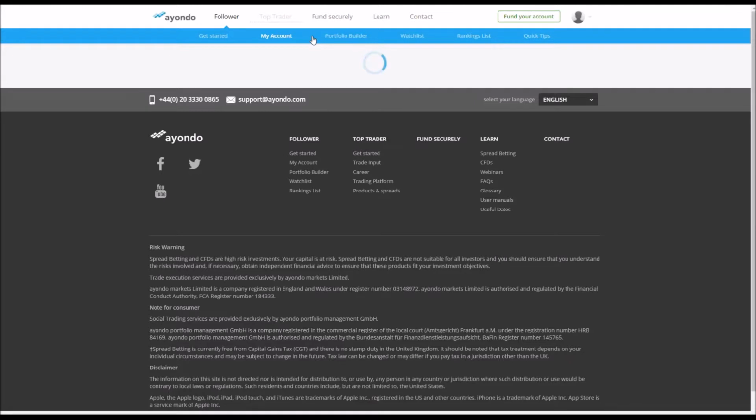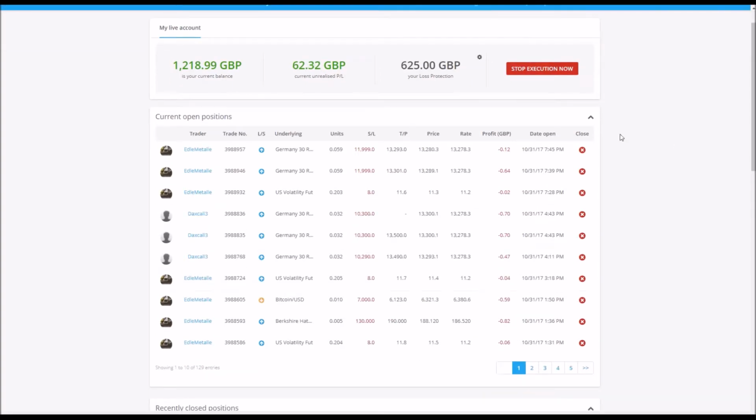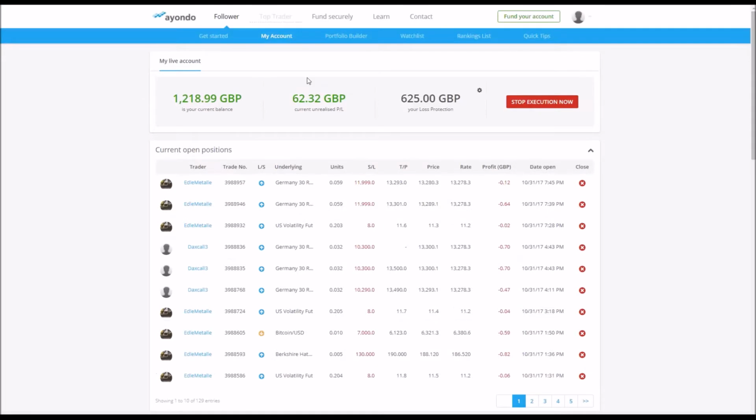There's an extra level of risk control as well. If I just go to my account up here, just on the top, you can see this figure here, 625. So what I've got in my account, I've got just over £1,200 in this account. I've got a load of open positions running. We'll look at these in a second properly. So there's my open profit. So I'm up £62 by following these traders.